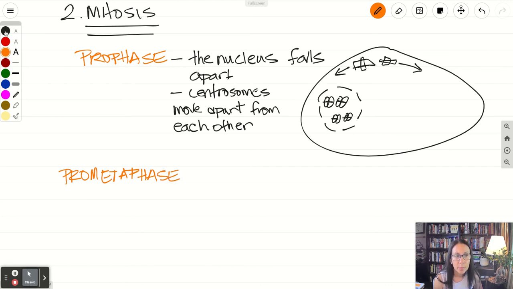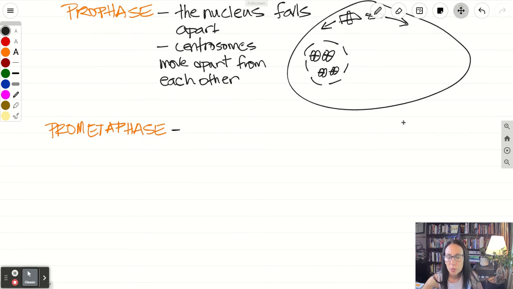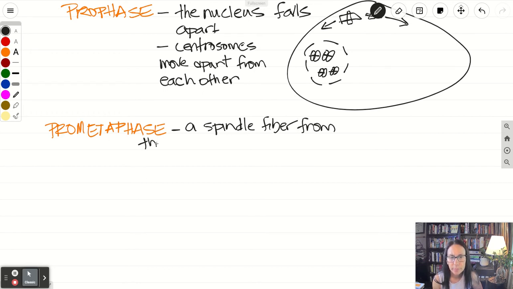Prometaphase. And in prometaphase, what happens is the centrosomes are now on the opposite sides of the cell. And from the centrosomes, these spindle fibers grow out of them, and each spindle fiber will attach to each chromosome. So I'm going to write a spindle fiber from the centrosome grabs each chromosome.